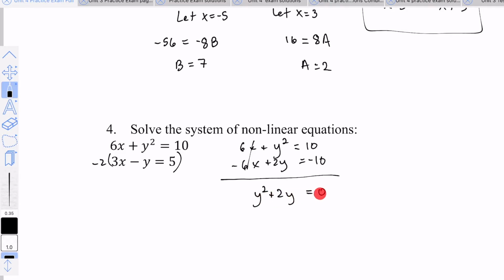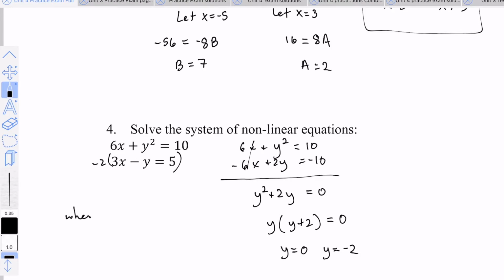So what we have here to solve for y, we have a quadratic equation. If this were a value other than 0, like 6 or something, we would subtract the 6 over and then factor. Since we have two terms, it already equals 0. I'm just going to factor out a y. And then we have y equals 0 and y equals -2. So what we need to do now is solve for x for each separate y value.